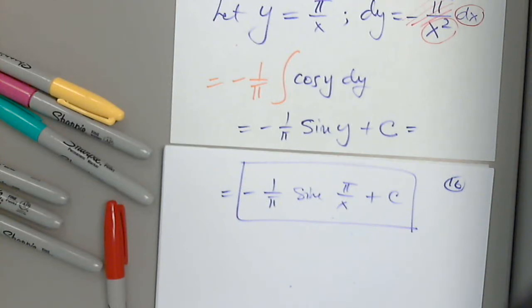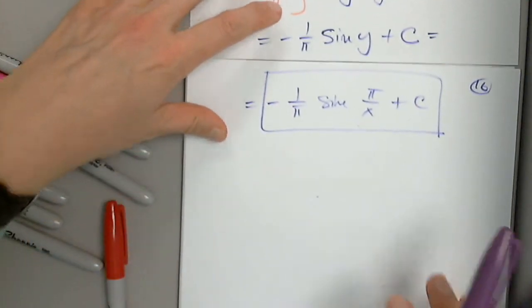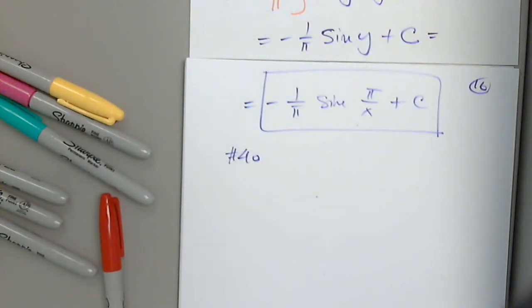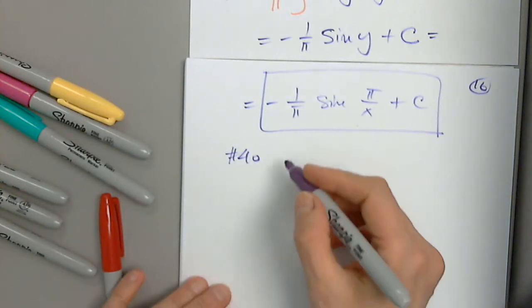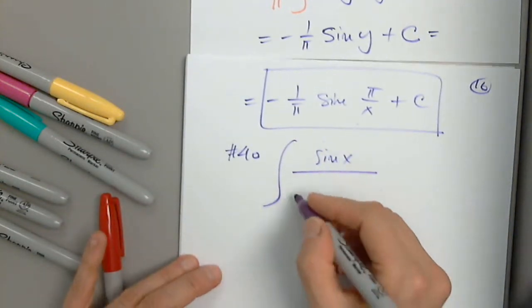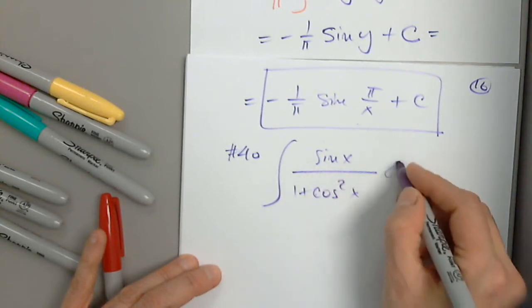We have time for one more. Let's do another trig one. Would you like number 40? Is number 40 okay? Okay, let's do 40 and then we can stop. 40. The integral from sine x over 1 plus cosine squared dx.